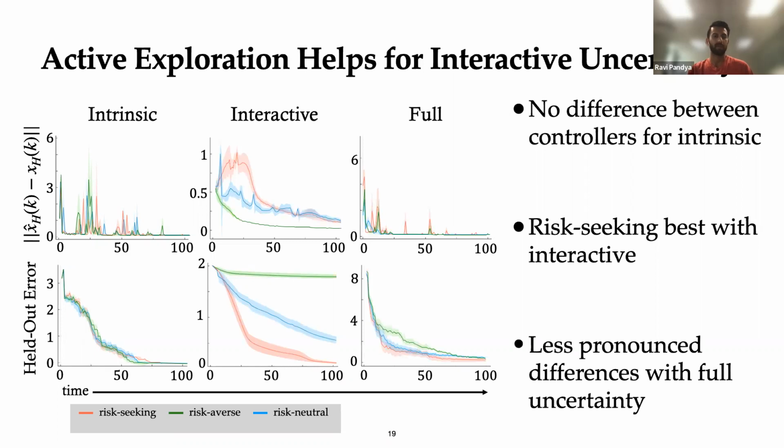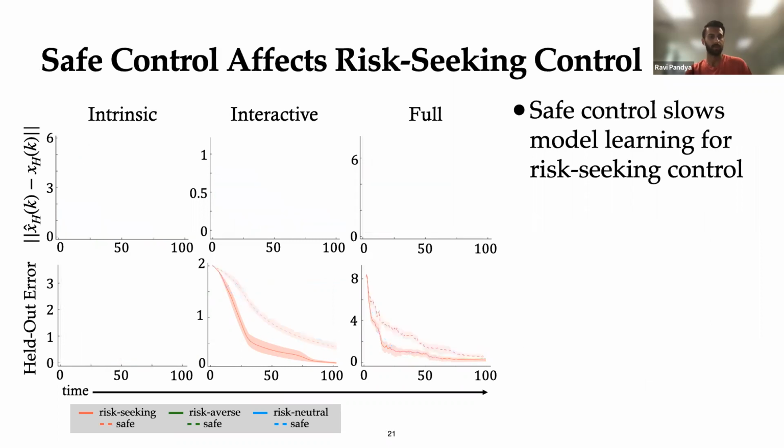Finally, when the robot has full uncertainty, the differences between the controllers are less pronounced because the robot starts with a higher model error. Finally, we introduce the safety controller back in and plot the performance in each scenario in the dotted lines. Importantly, the performance for all the controllers is essentially the same before and after the safety controller is introduced, except in one case that I'd like to zoom in on.